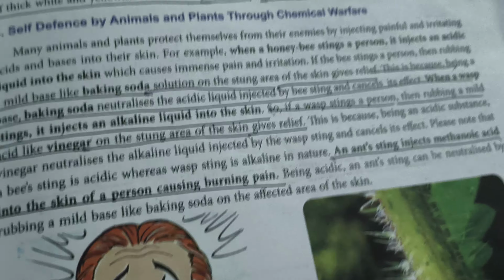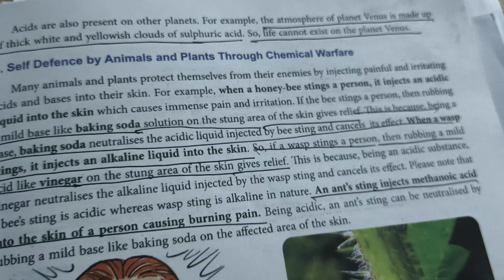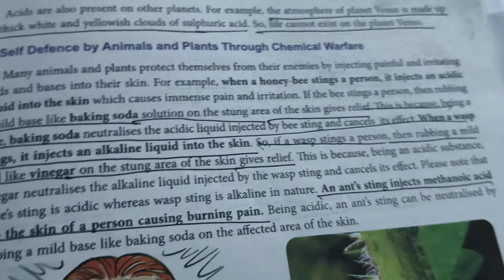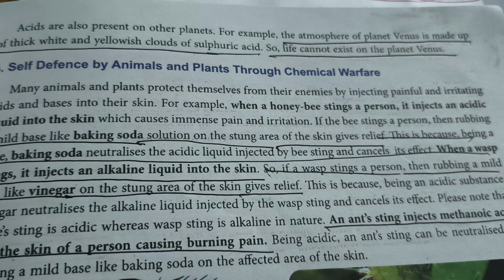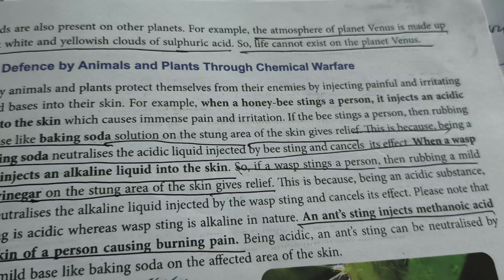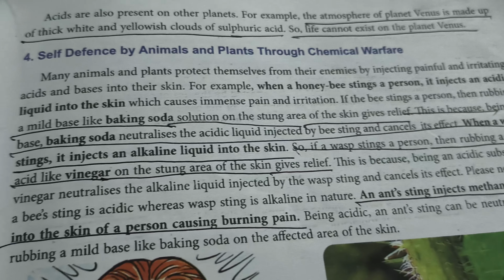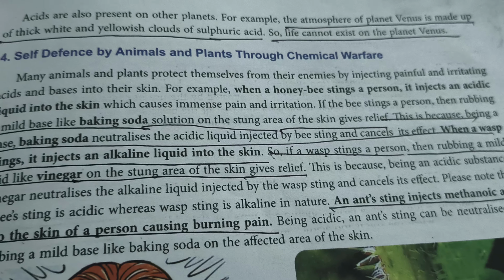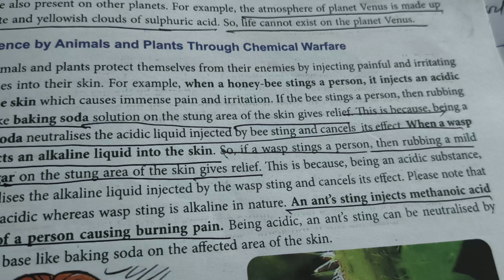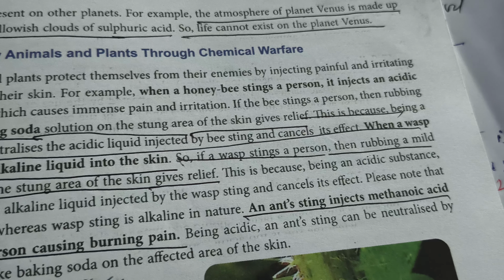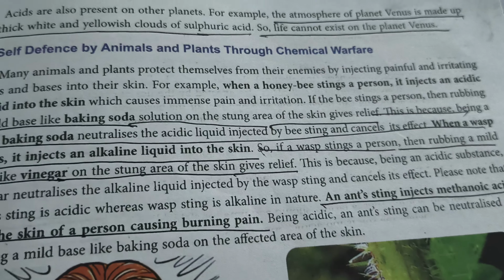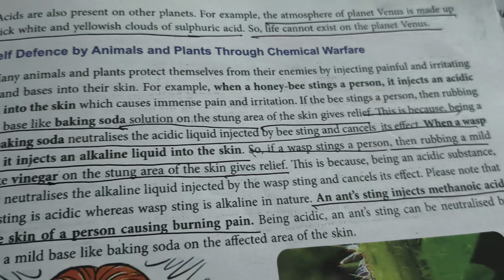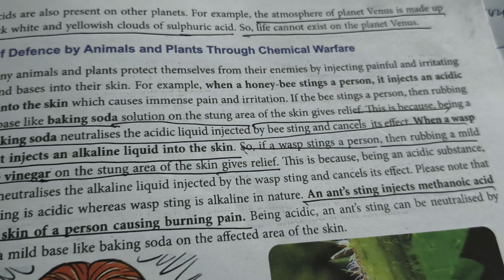Next topic, self defense by animals and plants through chemical warfare. How? Let us know. Many animals and plants protect themselves from their enemies by injecting painful and irritating acids and bases into their skin. For example, when a honeybee stings a person, it injects an acid liquid into the skin, which causes immense pain and irritation.